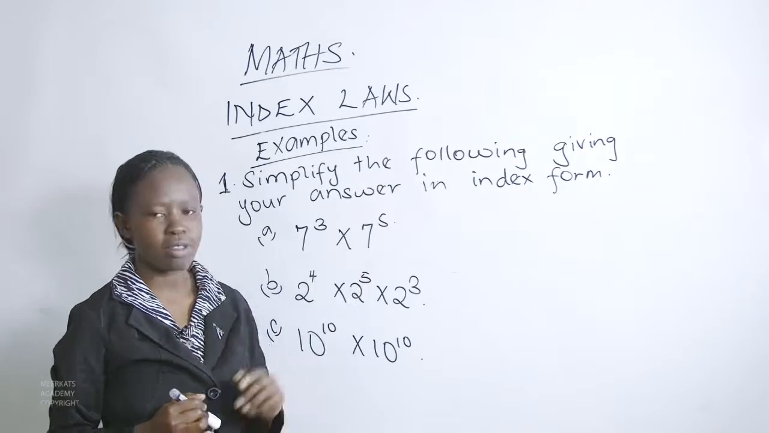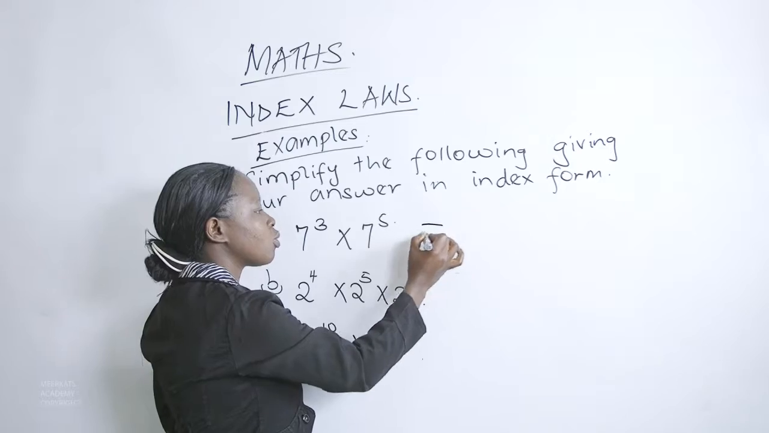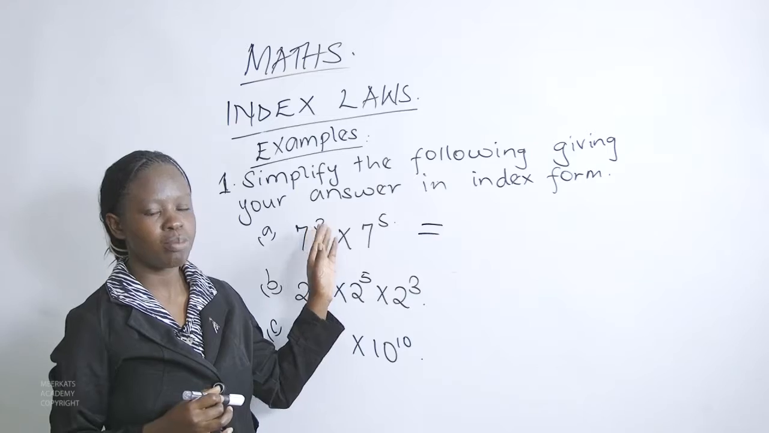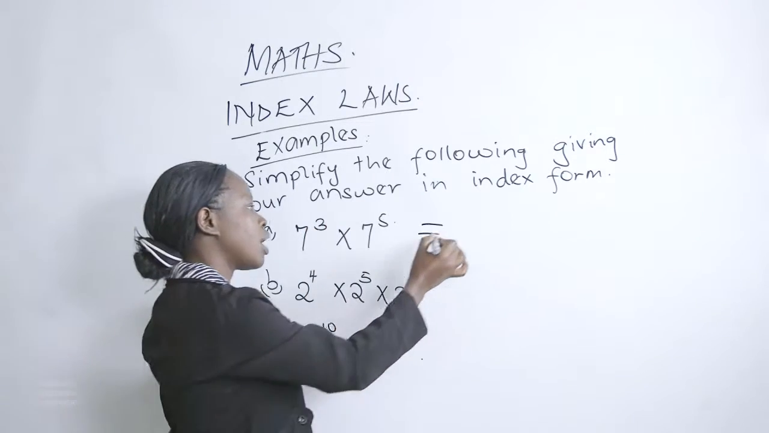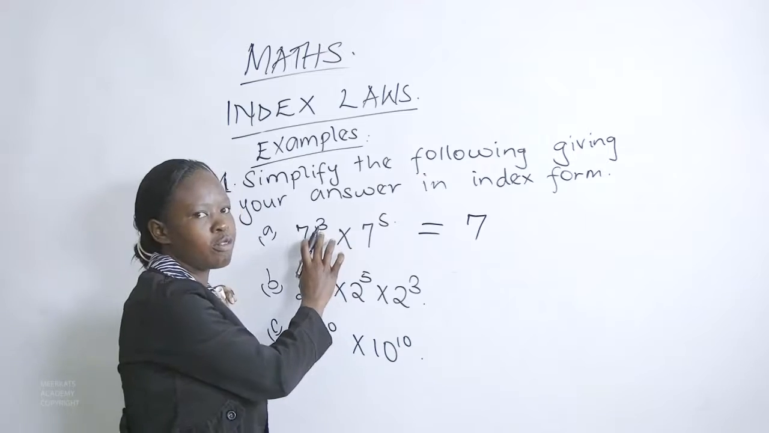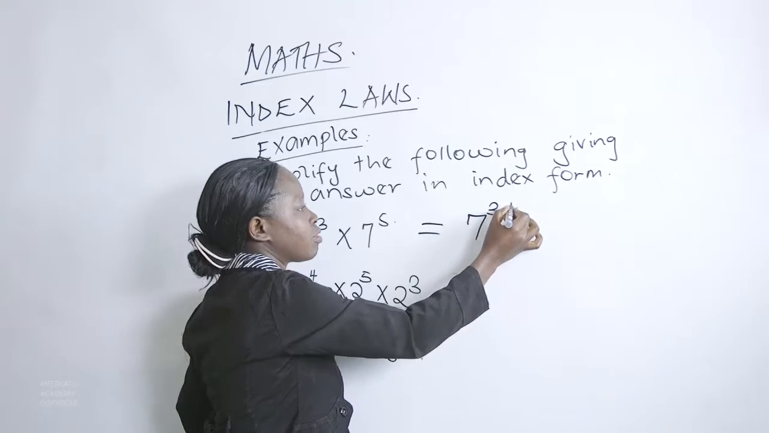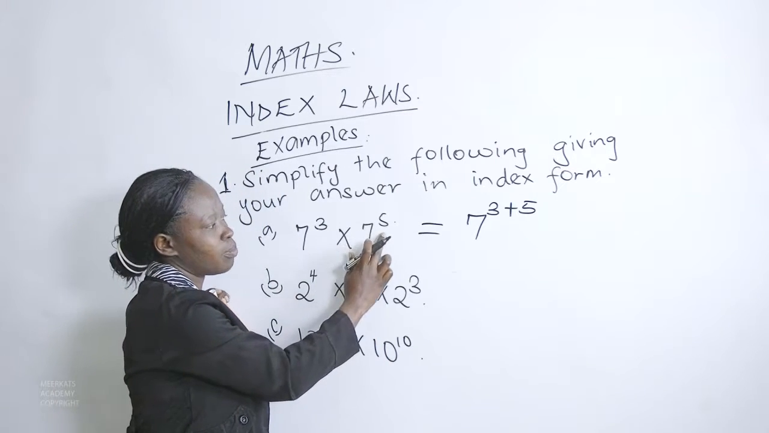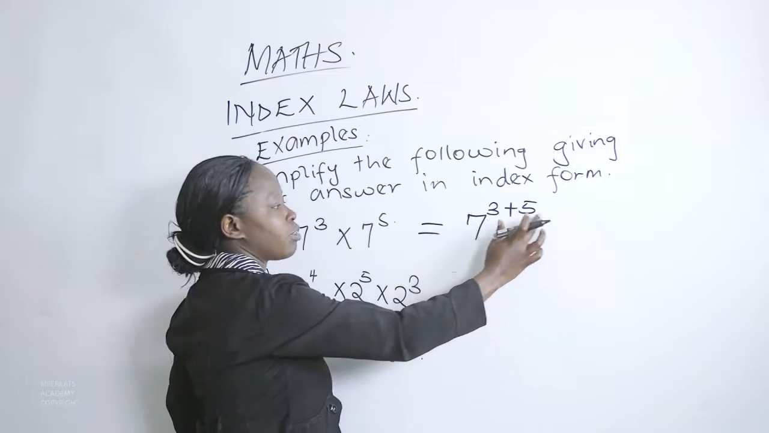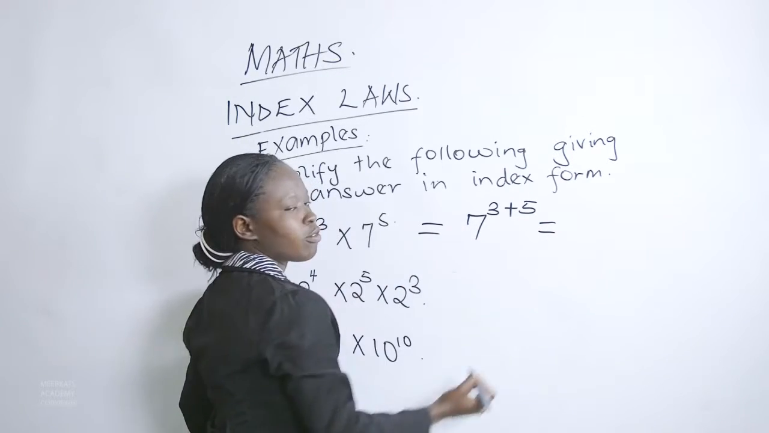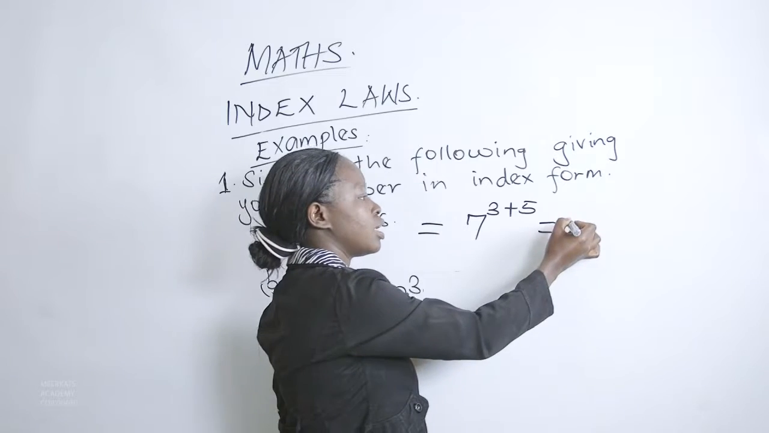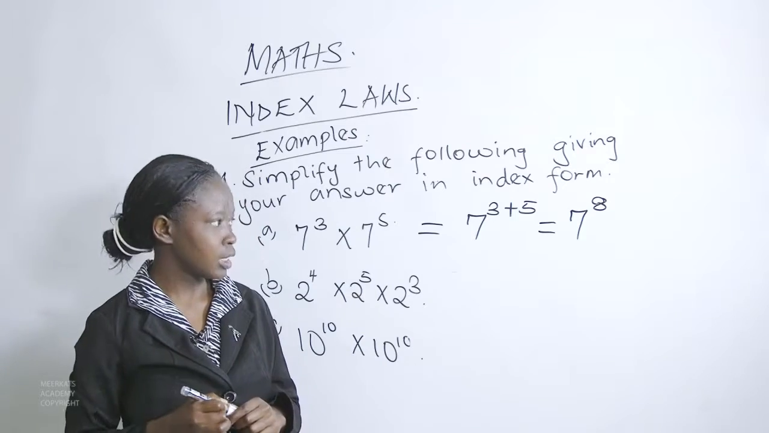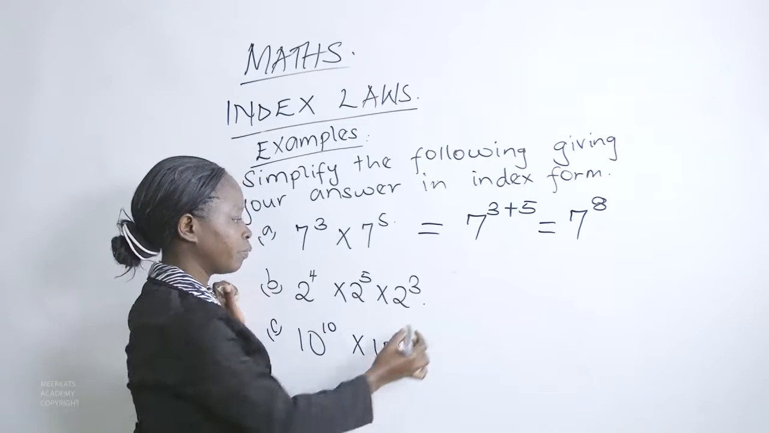Since our base is the same and we are having multiplication, we simply add our powers. So we will have 7 to the power of 3 plus 5, that is the power of the first 7 and the power of the second 7. 3 plus 5 gives us 8. So the solution will be 7 to the power of 8. Part B.